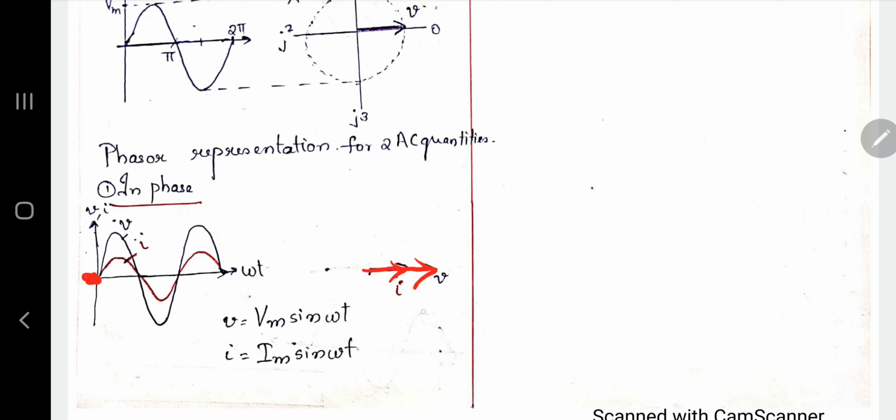If you have good imagination power, you can think that both will be making a rotation together like this, while the magnitude is changing like this. So both of them are actually moving together. This concept should be clear. In a phasor diagram, both will be rotating together.